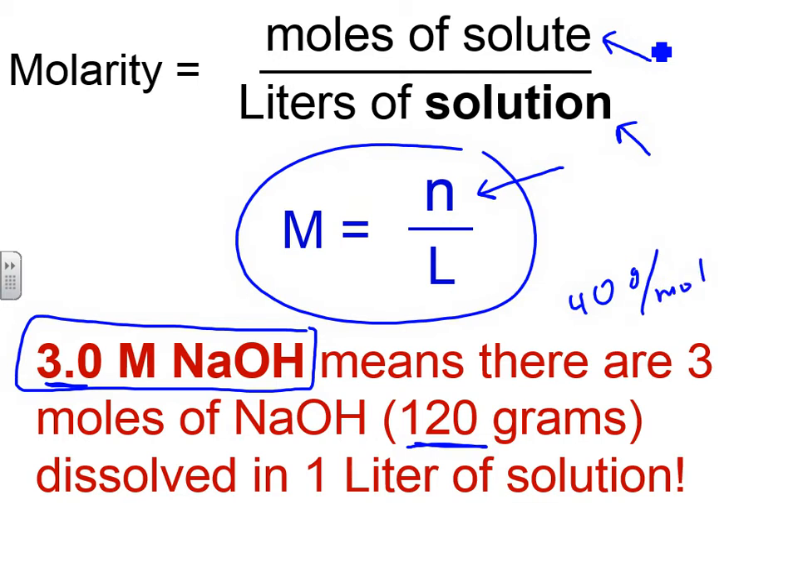Now oftentimes you don't have a whole liter. You could have just that volumetric flask that we saw earlier, and you may just have 250 milliliters in there. Which means that if you were to have a liter, you'd have 3 moles, so you just have a quarter of that much. In this case, you just have 30 grams dissolved in there. But that ratio stays the same throughout the solution.